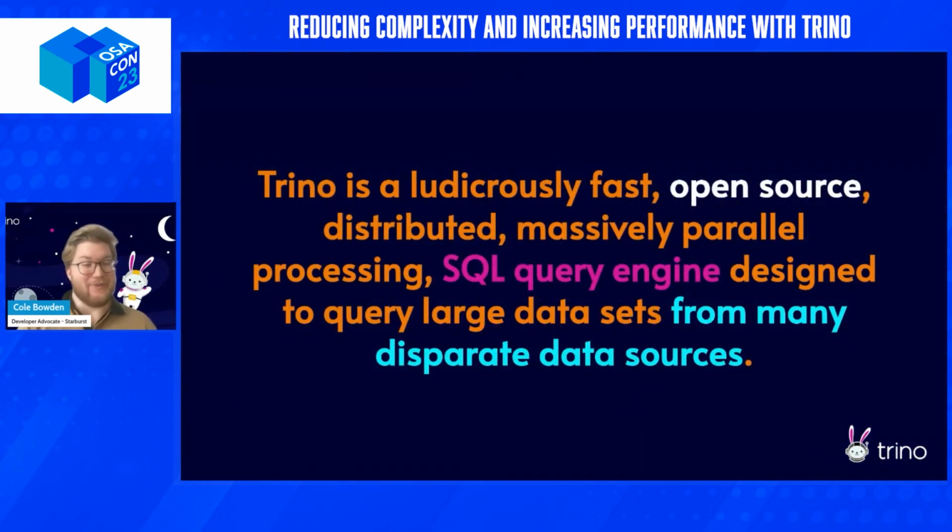Reading it verbatim, Trino is a ludicrously fast, open source, distributed, massively parallel processing SQL query engine designed to query large data sets from many disparate data sources. Open source, of course, a key thing for being here. It is the Apache license, though not an Apache project. So you can use it however you see fit, though it is not under the Apache Software Foundation. It is open as open can be.